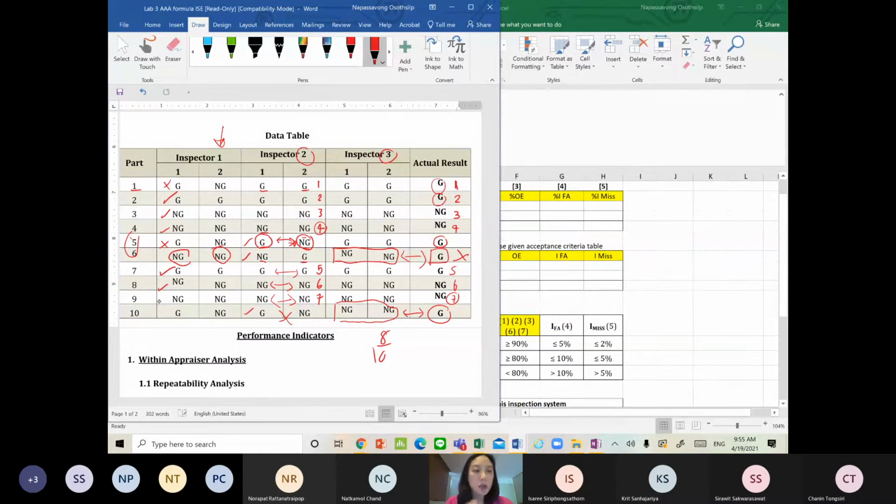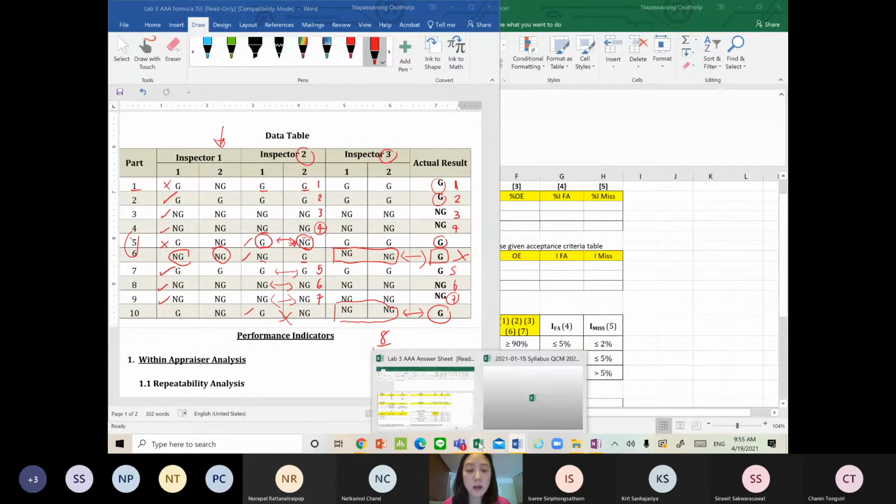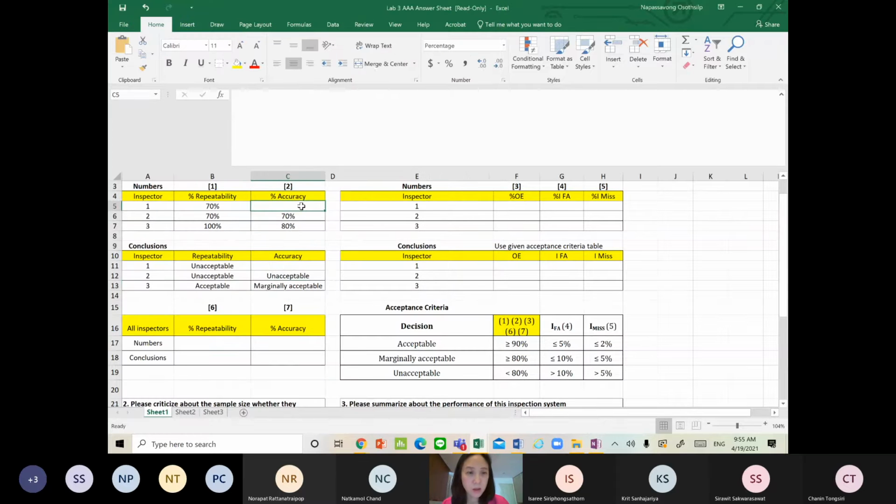Like this. 6 out of 10. And conclusion, Shanin. The accuracy will be unacceptable. That's good because it's less than 80%, right? So now we are done with the percent repeatability and percent accuracy for each inspector.